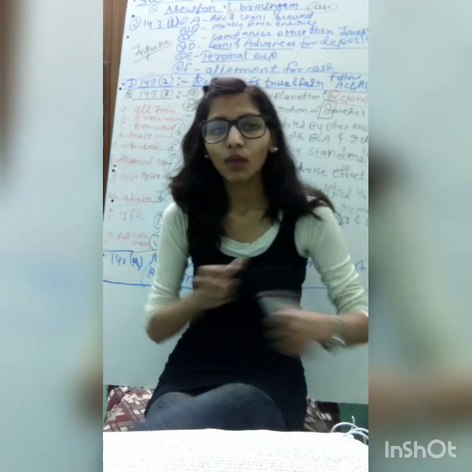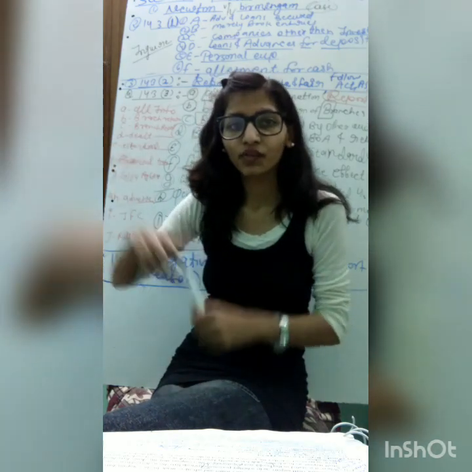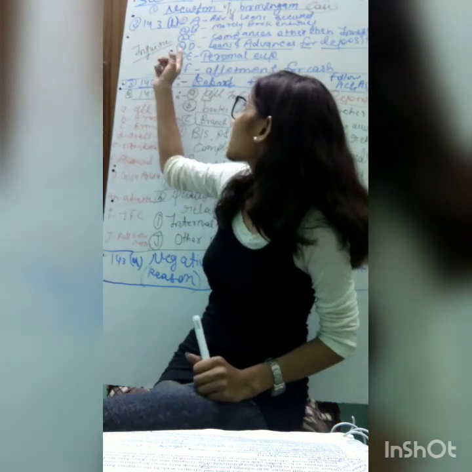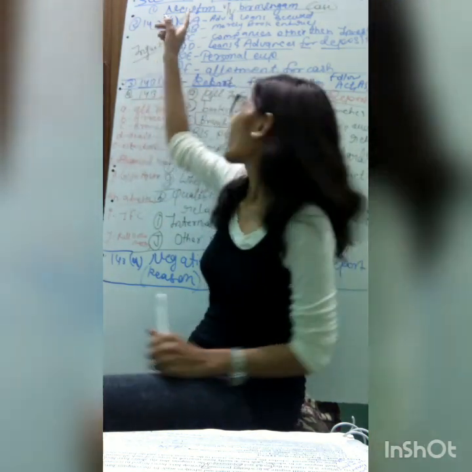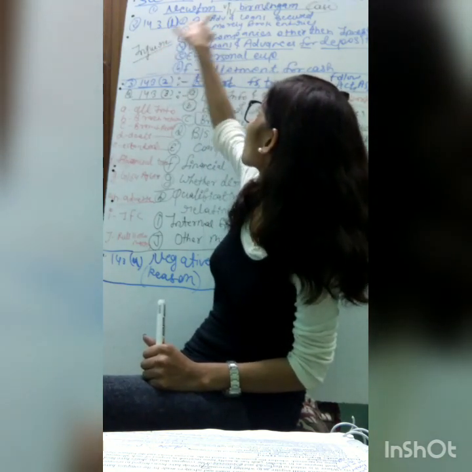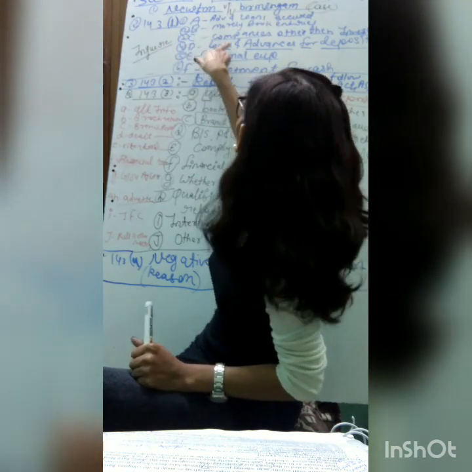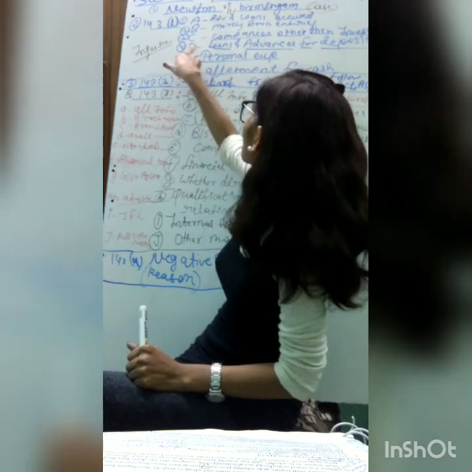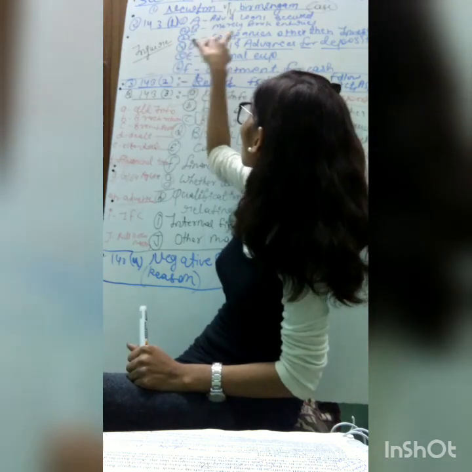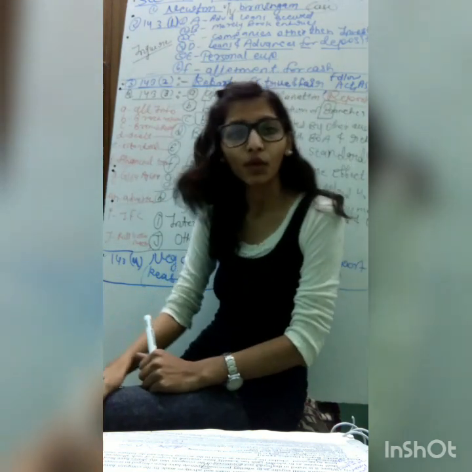Okay, so in 143.1, what do we as auditors inquire into? There is a memory trick: ABCDEF. A for advance, loans and advances; B for book entries; C for companies other than investment and banking companies; D for deposits; E for expenses, personal expenses; F for allotment for cash.